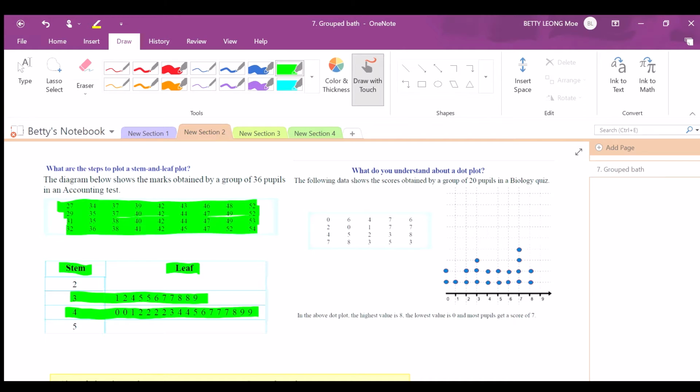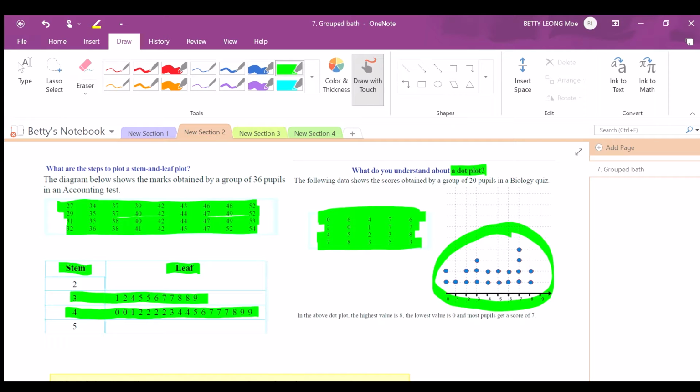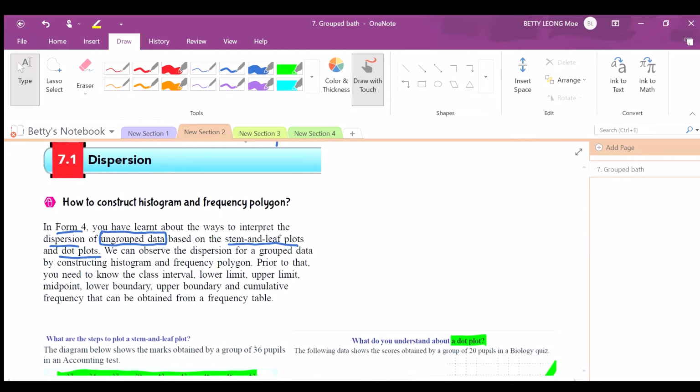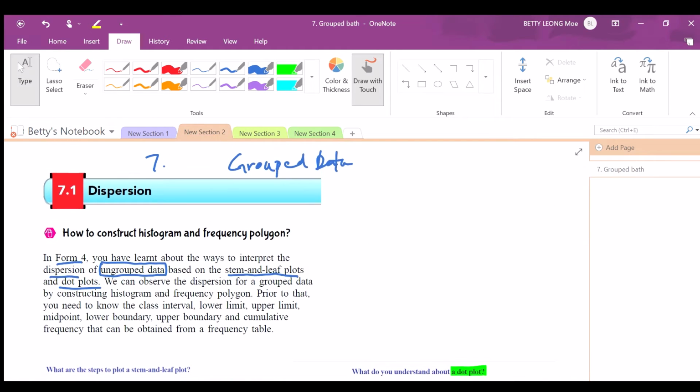And then you learn about dot plot. Once again, you have this data that is ungrouped, and then you plot this dot plot. And the dot plot can also tell you about the dispersion of the data.